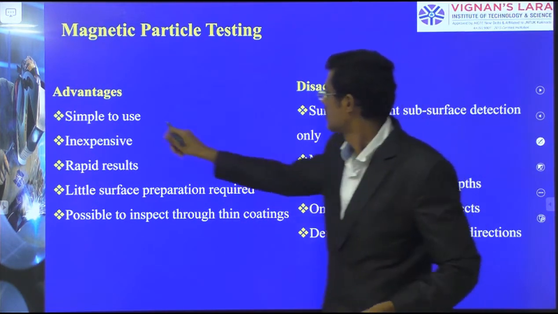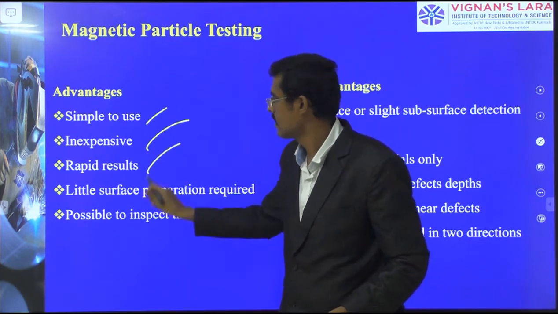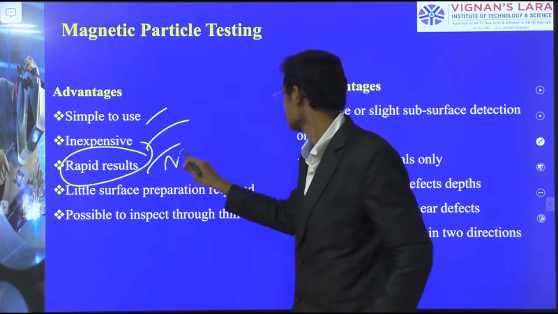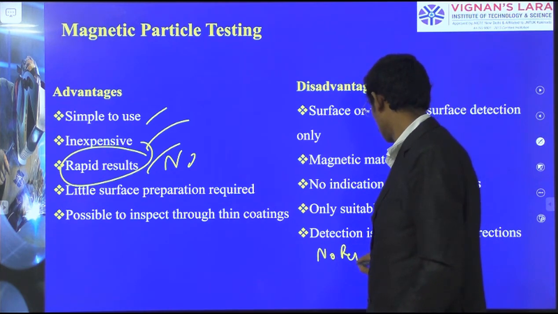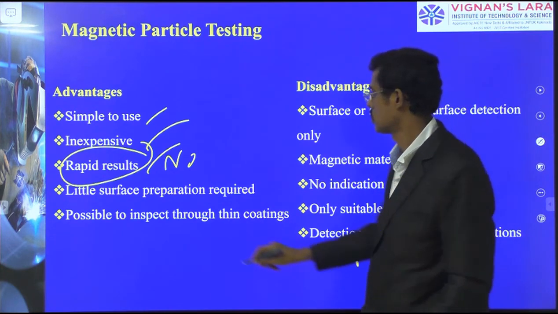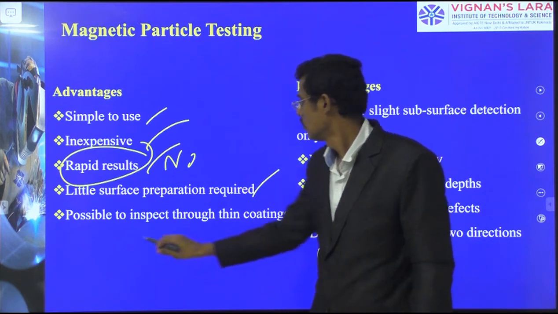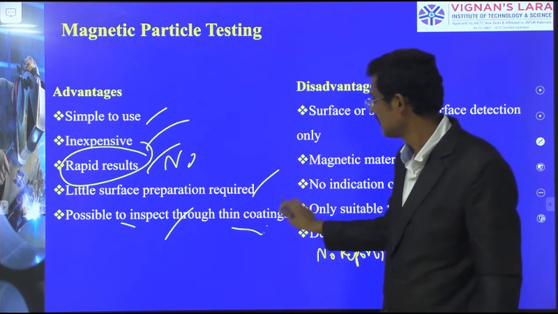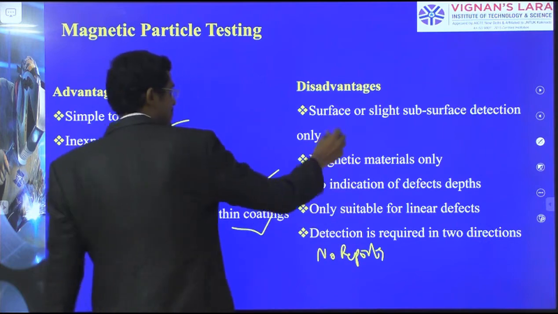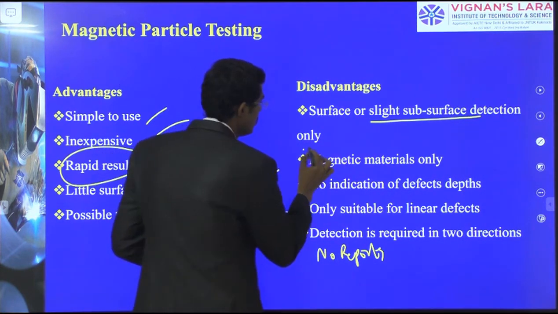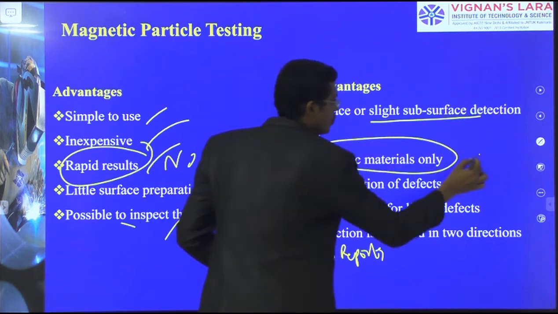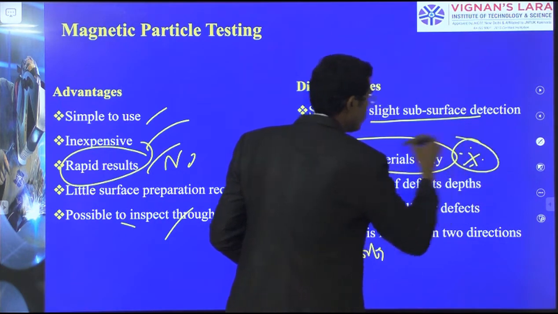You see, simple in use, inexpensive, rapid results, no report. Here we can write no reports. Little surface preparation, possible to inspect through thin coatings also. So surface or slightly subsurface defects are possible, magnetic materials only. So here, important, magnetic materials are only possible.